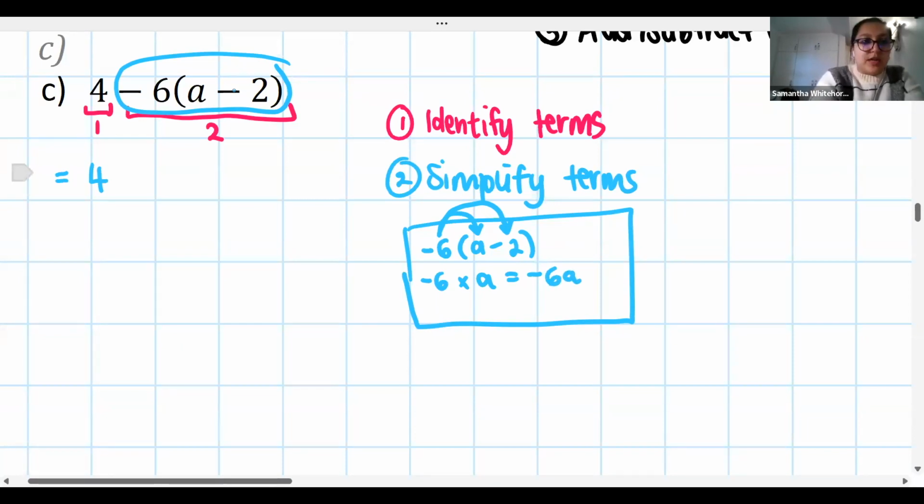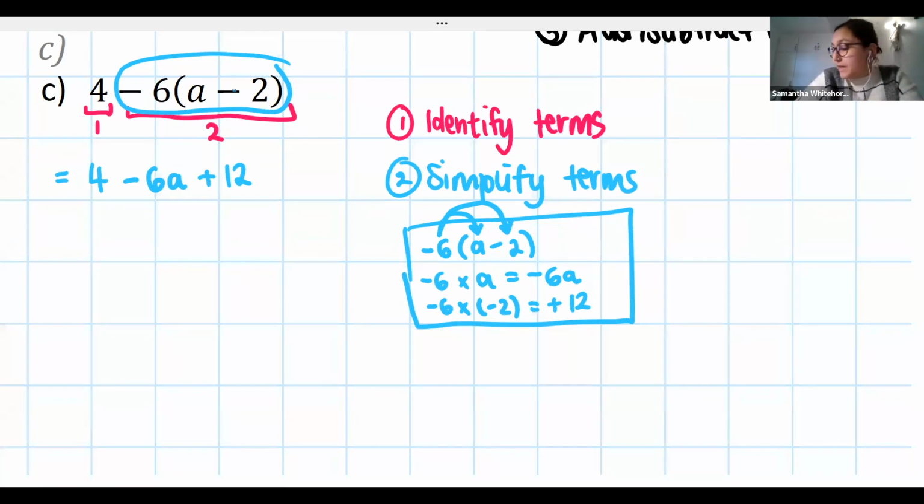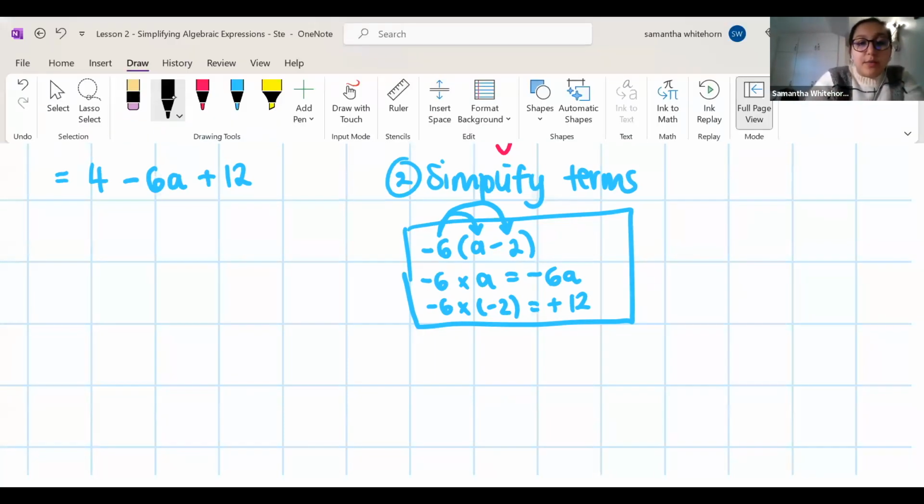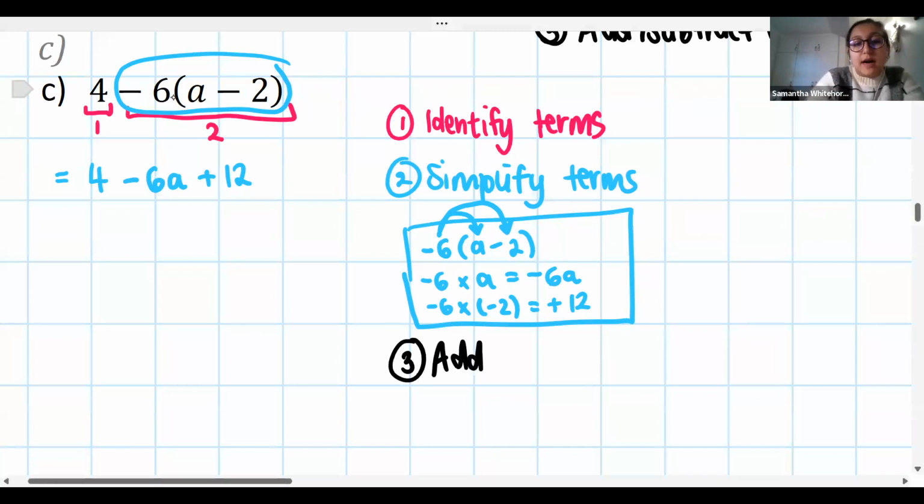It's just there. Doesn't do anything. So we've got negative 6a. Then we've got the negative 6 times the negative 2. Again, be careful of your signs. A negative times a negative is a positive, and 6 times 2 is 12. So we get plus 12. Now, guys, what you need to see is those brackets are gone. The whole point of distribution is to get rid of your brackets. They are now gone, which allows us to then do our third step, which remember is to add or subtract our like terms.